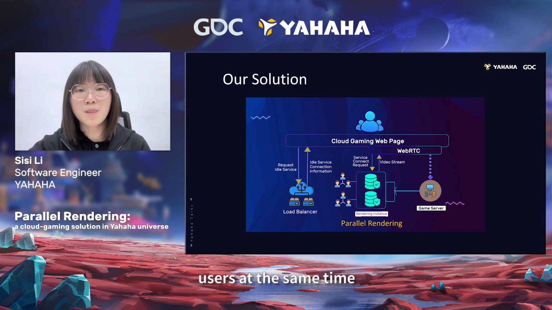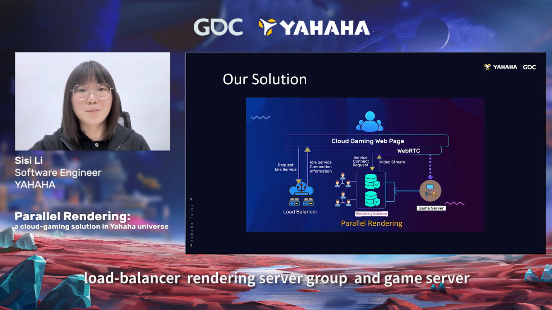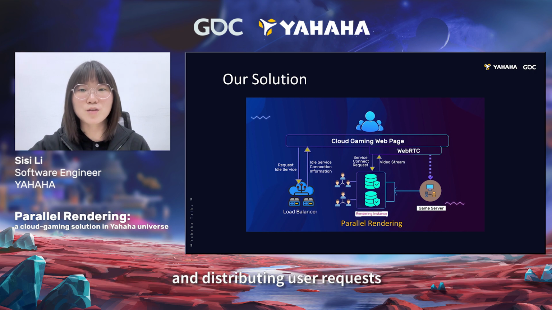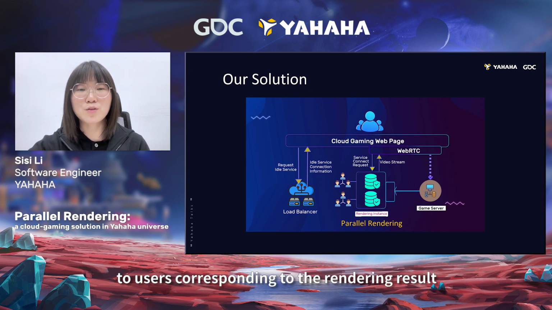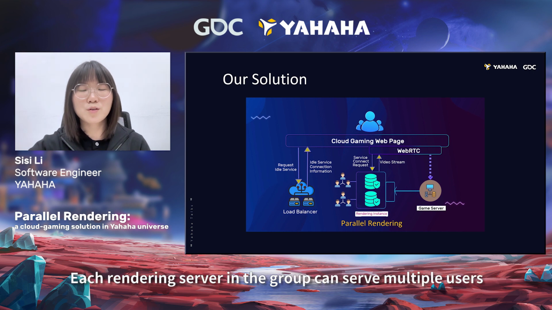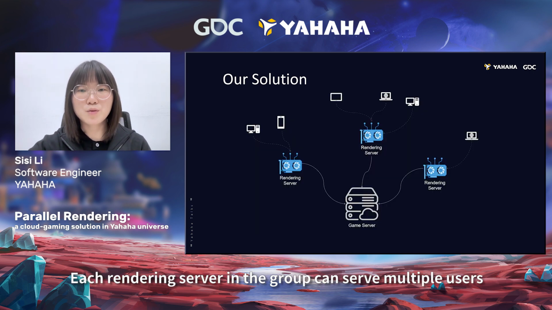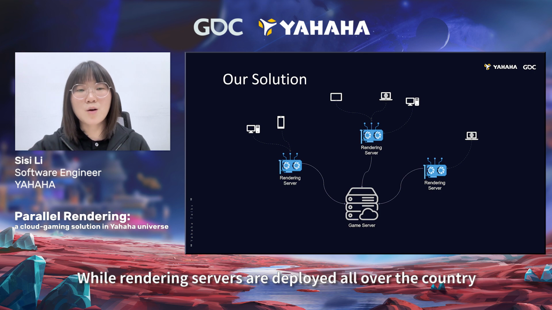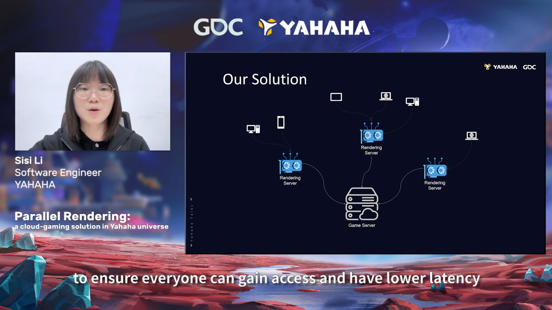There are three parts: load balancer, rendering server group, and game server. The load balancer is in charge of discovering, monitoring, and distributing user requests. The rendering server, as its name suggests, is responsible for rendering the game scene, in addition to distributing the video stream to users corresponding to the rendering result. Each rendering server in the group can serve multiple users, while rendering servers are deployed all over the country to ensure that everyone can gain access and have lower latency.